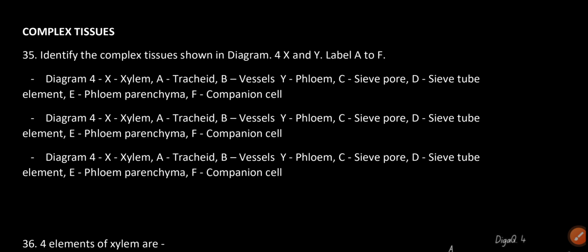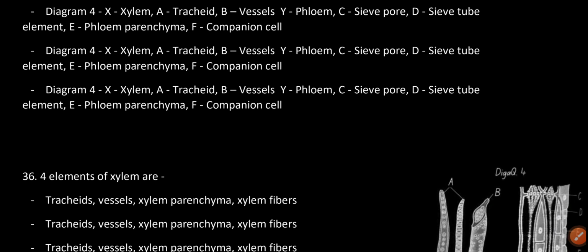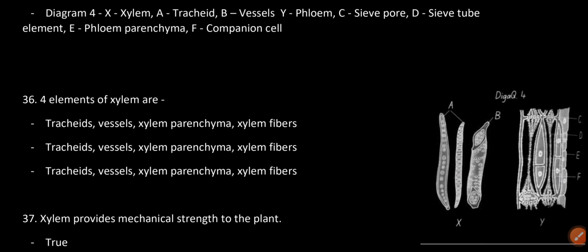Complex tissues. Identify the complex tissues shown in diagram 4, X and Y. Label A to F. In diagram 4, X is xylem, A is trachea, B vessels, Y is phloem, C pore, D sieve tube element, E phloem parenchyma and F companion cell.